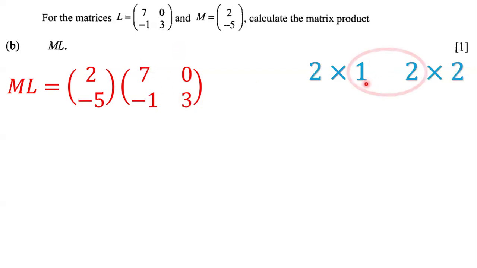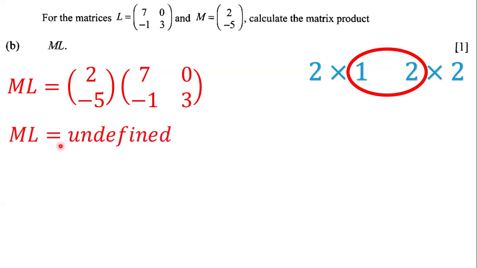But notice that these two numbers are not equal. And since these two numbers are not equal, that means that ML is undefined, right? The multiplication is undefined with these two matrices. And so we cannot perform the multiplication because these two numbers are not equal. Now, if they were equal, then we could multiply. But since they're not equal, multiplication is not defined among these two matrices arranged in this way. So ML is undefined, and that's the answer to this question.